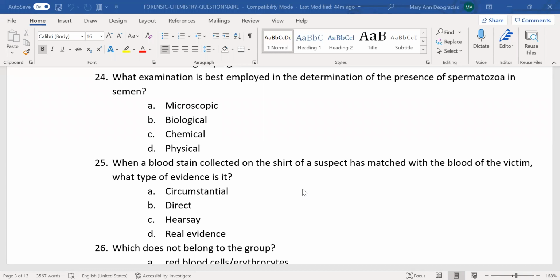Okay, letter 8. Sabi ni Marzan. Sabi ni Connie. Alright. So it is circumstantial evidence. Ano ba kasi circumstantial evidence?